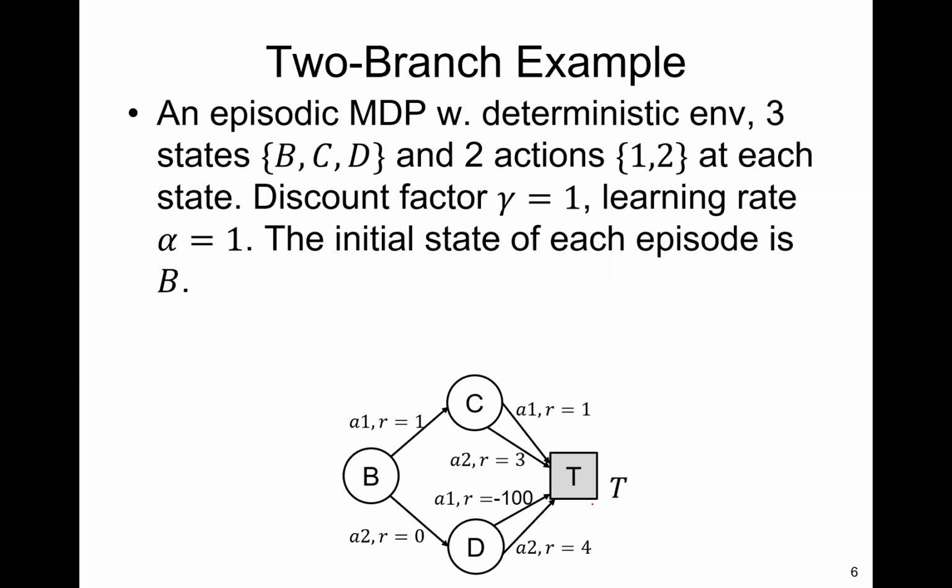So here's the episodic MDP with a deterministic environment with 3 states and 2 actions at every state. The discount factor is 1, the learning rate is 1, and the initial state is B. If you take the A1 action from B, you go to C. From C, you have 2 actions, one with reward 3 and one with reward 1. From D, you have 2 actions, one with reward minus 100 and one with reward 4.